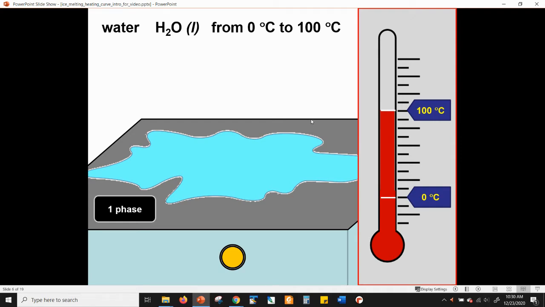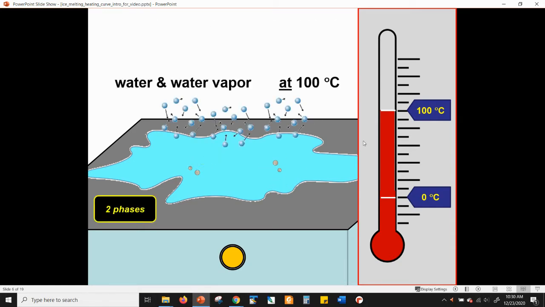When it reaches 100 degrees, that water is going to start boiling. And when it starts boiling, now we've got two phases again. We've got liquid water and we've got water vapor. And they are both going to stay at 100 degrees Celsius. It's going to stay at that boiling temperature until all the water boils away.